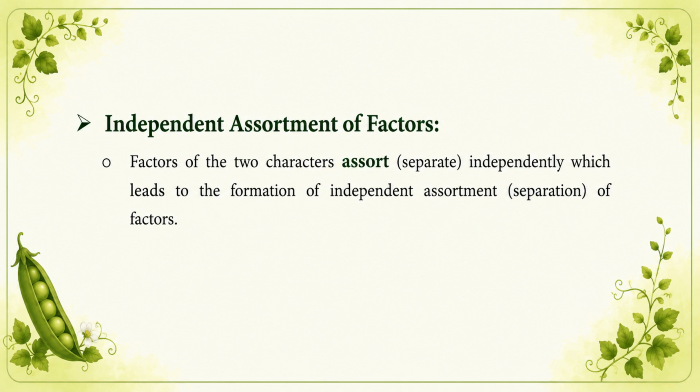When Mendel performed the dihybrid cross, he observed that the factors controlling seed shape and seed color did not remain linked together. Instead, they separated and assorted independently during gamete formation. As a result, new combinations, such as round green and wrinkled yellow, appeared in the F2 generation. This observation led Mendel to propose the law of independent assortment.